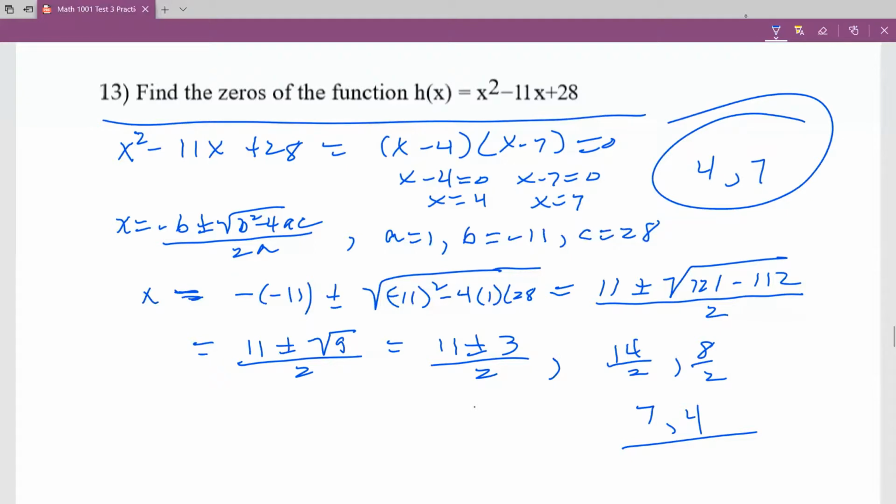So if you can't remember how to factor, or if it looks very complicated to factor, you can use the quadratic formula. And by the way, you can't always factor a quadratic, so very often you use the quadratic formula.